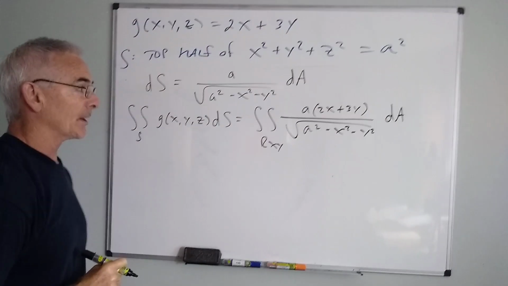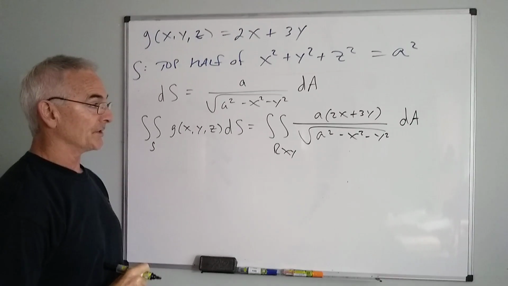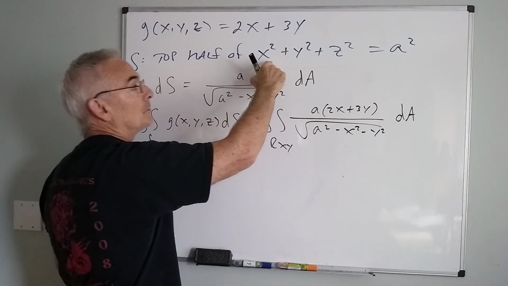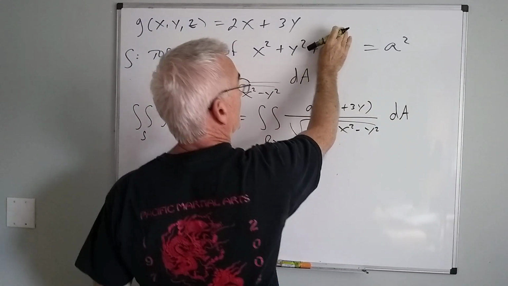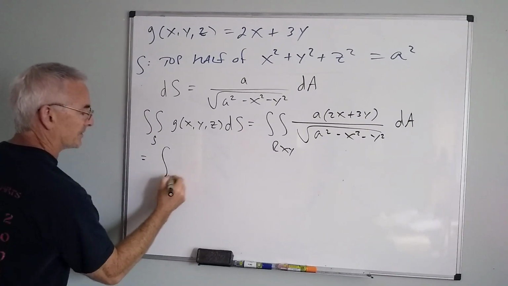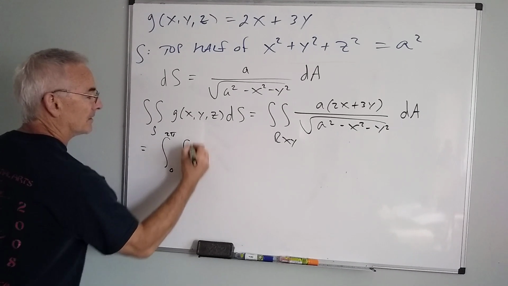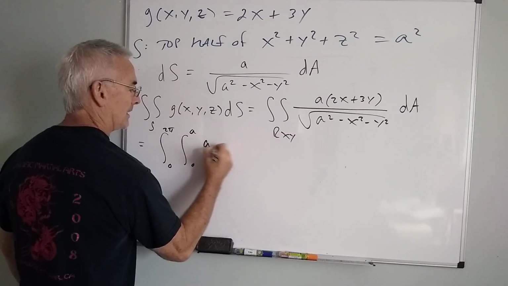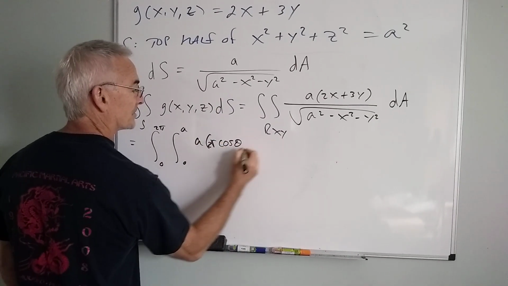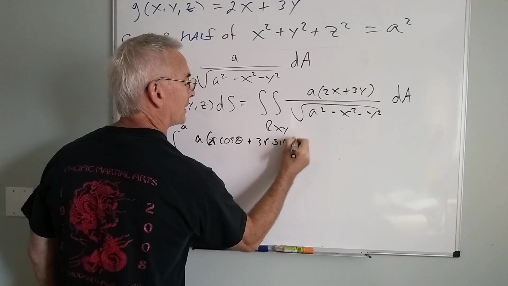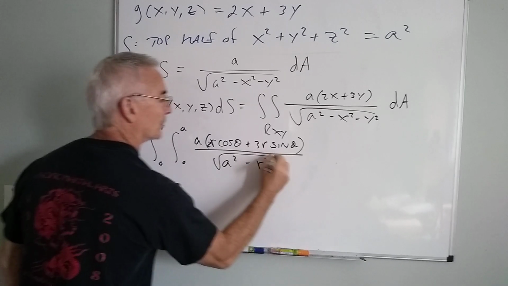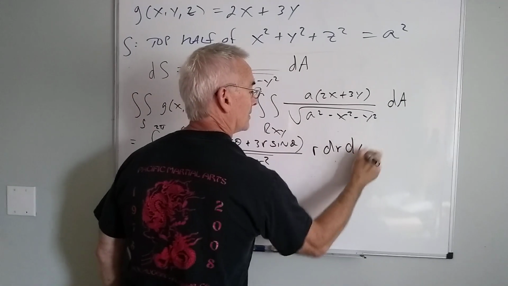Now looking at that integrand, clearly we would want to go with polar coordinates in this case. Now looking at this, in the xy plane that would be a circle of radius a, because it would be x squared plus y squared equals a squared. So moving on to polar coordinates, this would give us 0 to 2 pi, 0 to a, of 2 r cos theta plus 3 r sin theta over the square root of a squared minus r squared, r dr d theta.